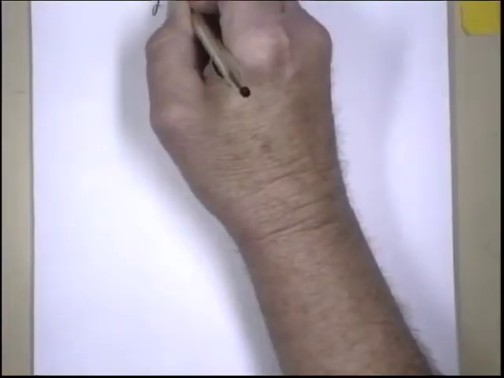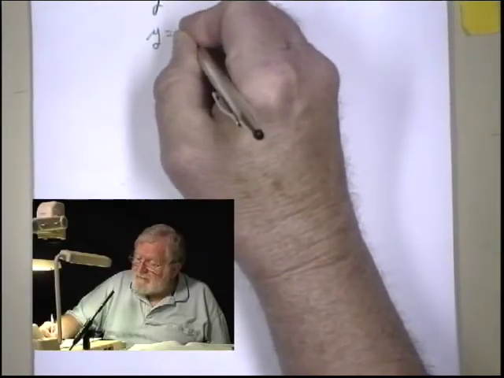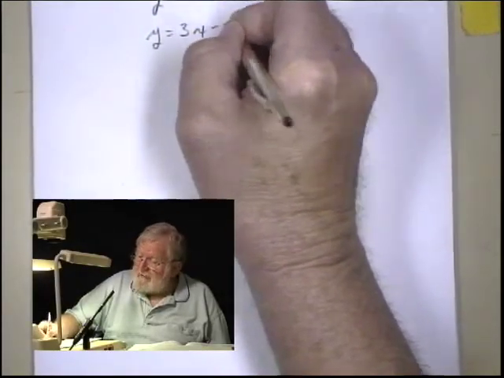Take a look at example 8 in your book. It deals with lines that have the same slope. And it asks us, on the same set of coordinate axes, sketch the graph of the lines y equals 3x and y equals 3x minus 4.